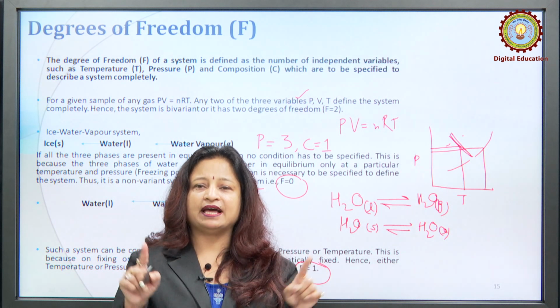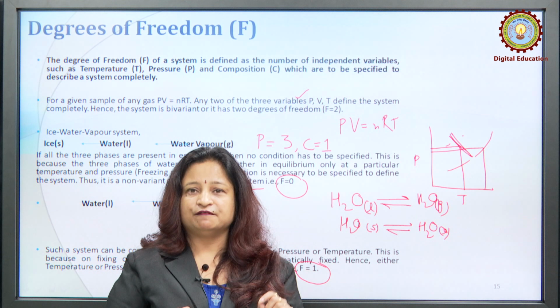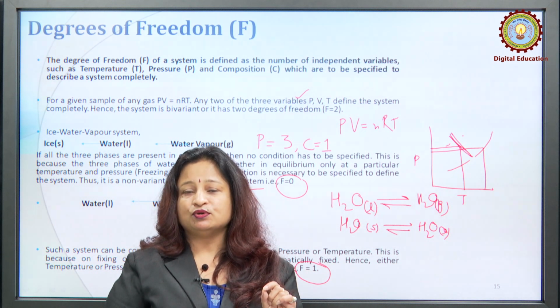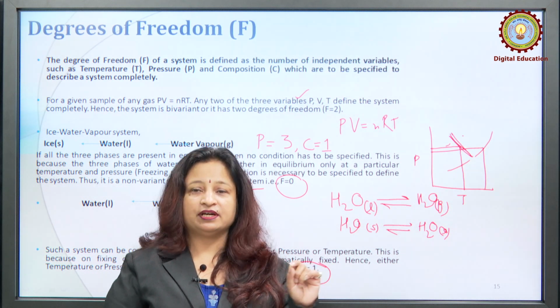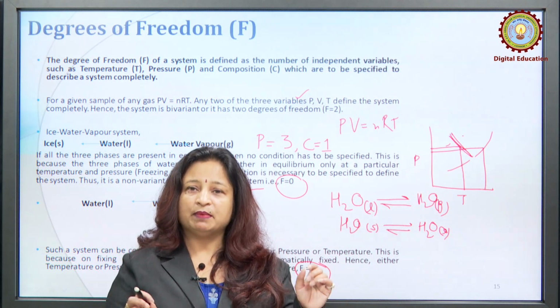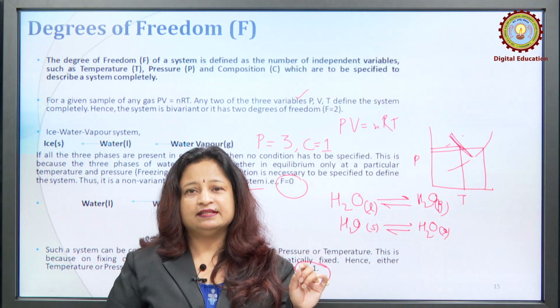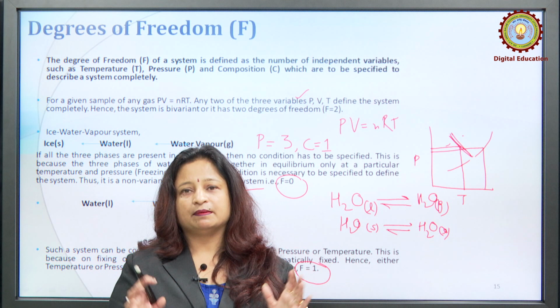For a given sample of gas or for a given sample of any state of matter, any phase, the degree of freedom is 2. You have to fix pressure and temperature both. Pressure and temperature both are required to define the system completely, but when two phases are in equilibrium, then you need to specify either temperature or pressure to define the complete system.